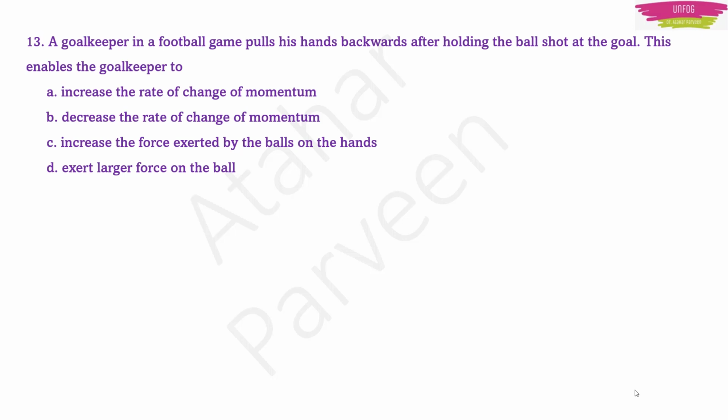Correct? So the goalkeeper was successful in changing the momentum of the ball. But how did he change the momentum? Either he decreased or increased. He stopped the ball, right? That means he decreased the rate of change of momentum. He decreased the velocity of that ball. That's why he was able to catch that ball. So option B will be the right answer. I hope you got it. The goalkeeper tried to stop that ball, means he tried to decrease the velocity of the ball, or in other words, the rate of change of momentum of the ball.